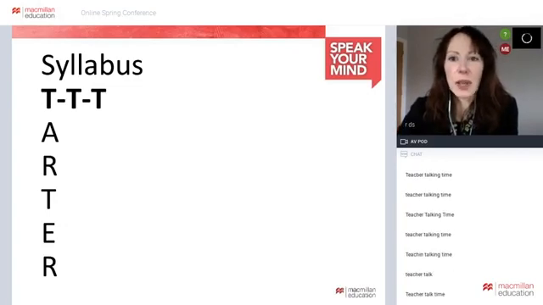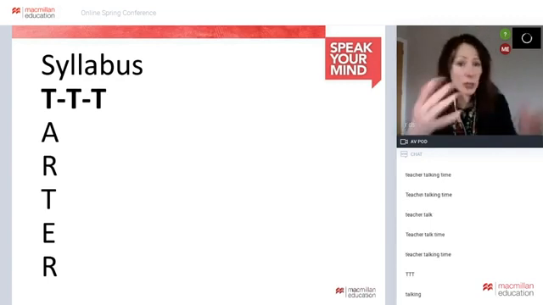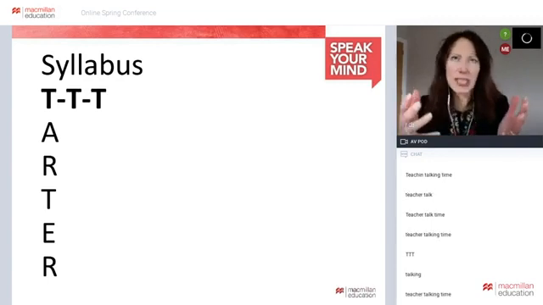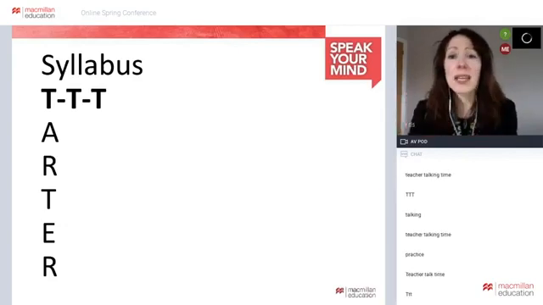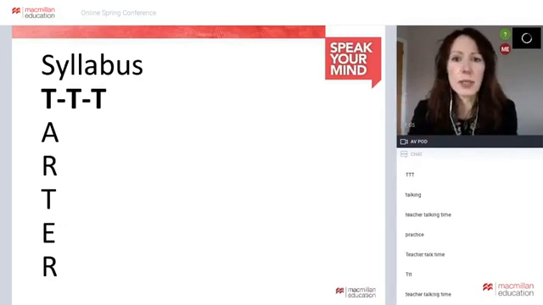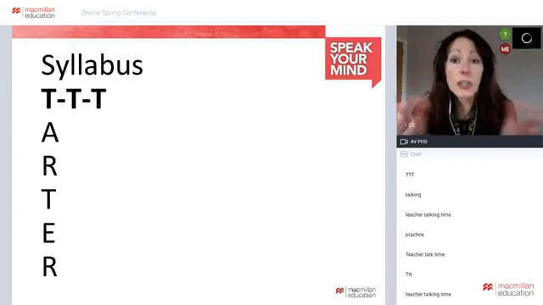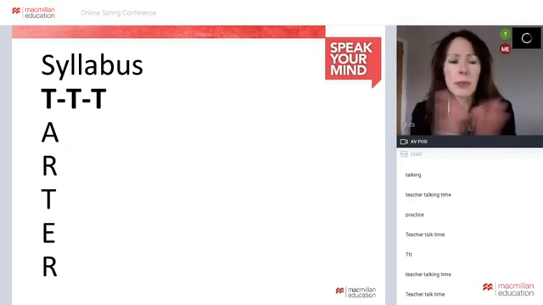Teacher talk time. So we all know, I think most of us follow the communicative approach. So our aim is always to reduce our teacher talk time and increase the students' talking time. And it is by producing language and activating it that students are practicing and progressing, which is exactly what we want. So we need them speaking.